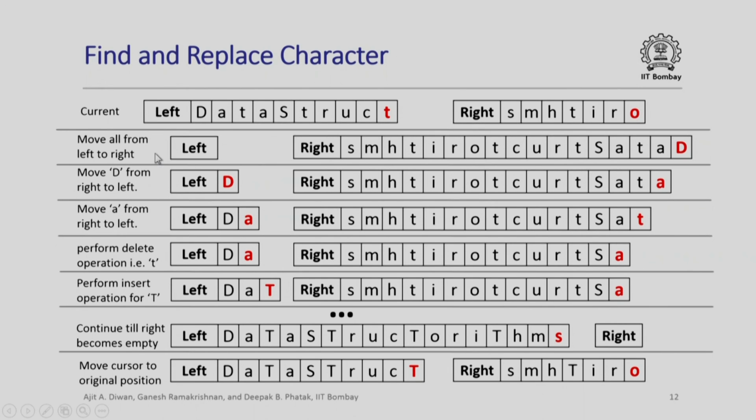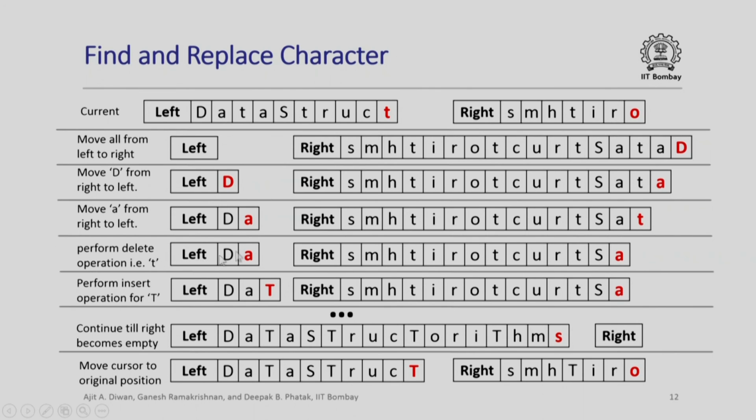So, move all elements from left to right. Notice that left has nothing, and the right stack has all of these. Now, move capital D from right to left, this is the first character. So, it has moved. Next, move A. So, A has moved.